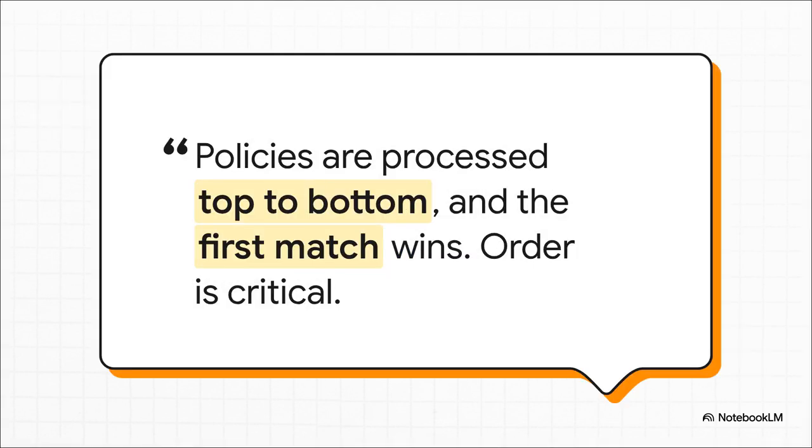Now listen up, because this is a pro tip that you absolutely have to remember. The firewall reads your list of policies from the top down, one by one. And the second it finds a rule that matches the traffic it's looking at, it stops. It applies that rule and doesn't look any further. What does that mean? It means the order of your rules is everything. You always want your most specific rules at the very top and your general catch-all rules at the bottom.